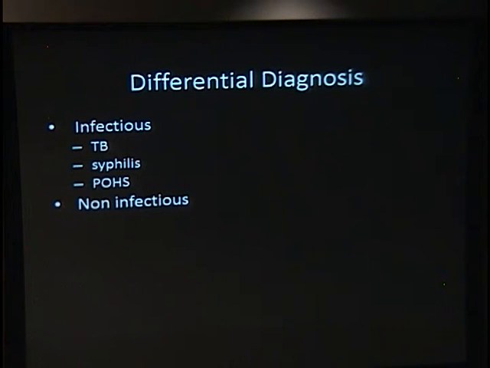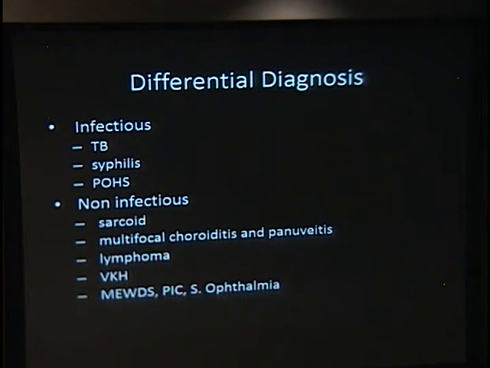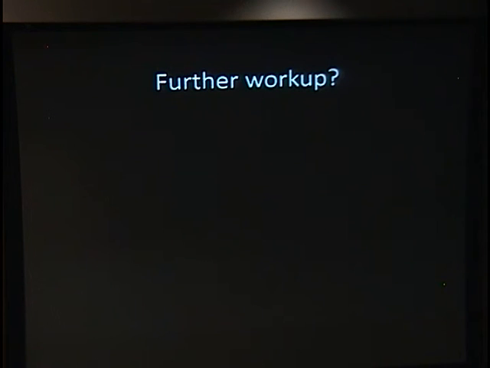Non-infectious. So I don't actually have the diagnosis up here. We'll see the diagnosis in a second. So sarcoid, multifocal choroiditis and panuveitis, lymphoma, VKH, MEWDS, PIC, sympathetic ophthalmia. Those are much lower on the list. So what would you do for workup? So throw out some ideas.